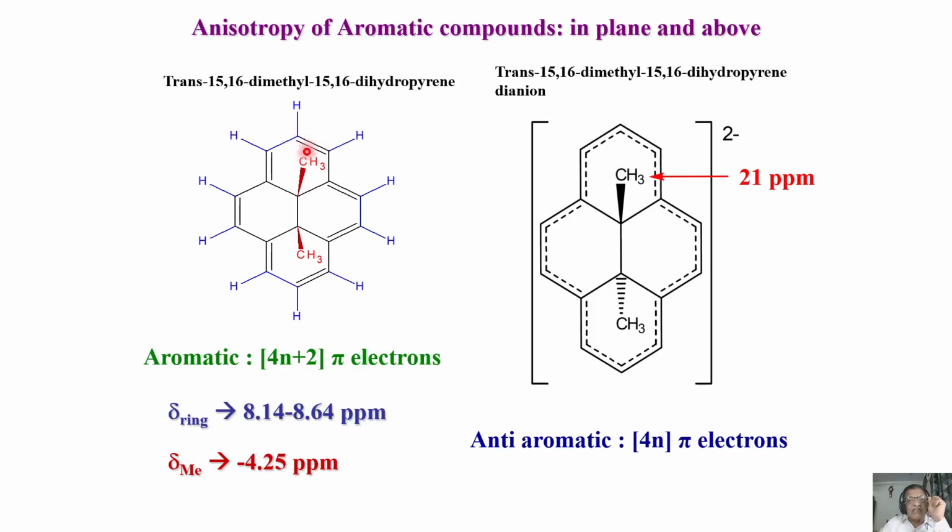It is heavily shielded, comes at minus 4.25 ppm beyond TMS, whereas these ring protons come at 8.4. This is because of the anisotropy of aromatic compounds. Because of the ring current effect, the charge density is not uniform. It is more above and below the plane and less on the side, so it gets shielded above and below and deshielded in the plane. These are all simple concepts.